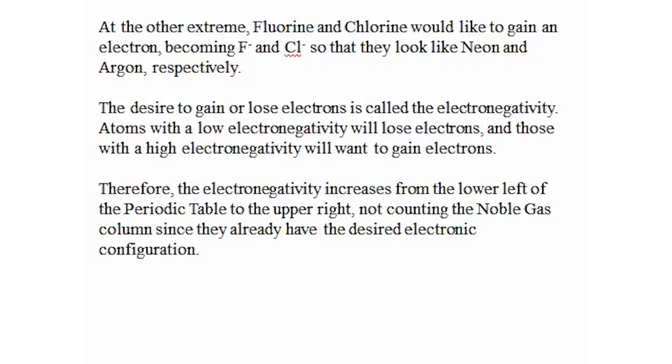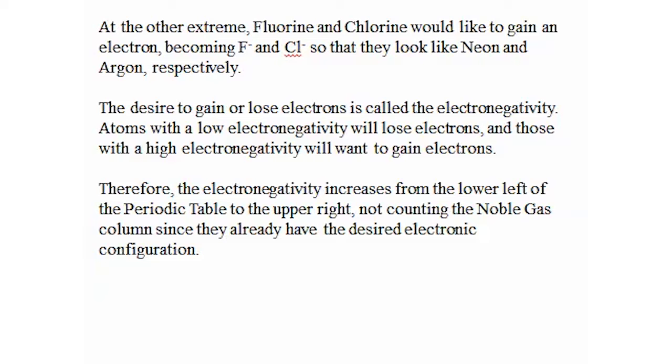At the other extreme, fluorine and chlorine would like to gain an electron to become F- and Cl-, the anions, so that they look like neon and argon respectively. Okay, this will fill either the second shell or fill out the 3s and 3p electron orbitals. The desire to gain or lose an electron is called the electronegativity. Atoms with a low electronegativity will lose electrons, and those with a high electronegativity will want to gain electrons.